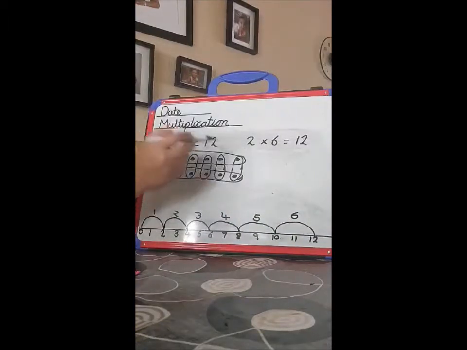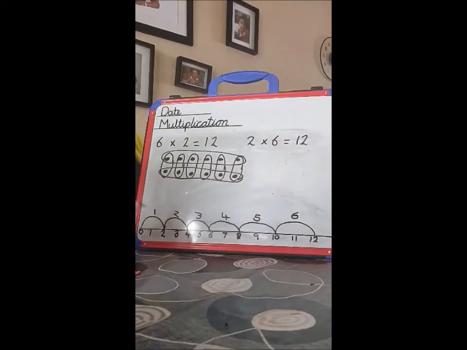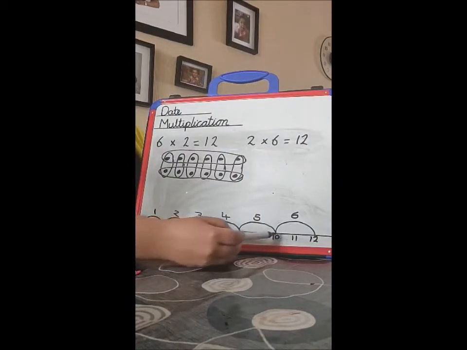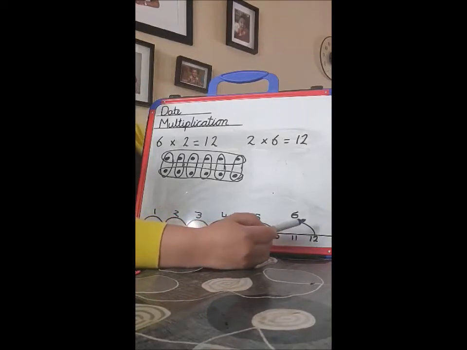So yeah, we get the same answer, of course we do. The total is 12. We can check that we've counted in 2s by using our song. 2, 4, 6, 8, 10, 12. We have. We're absolutely right.